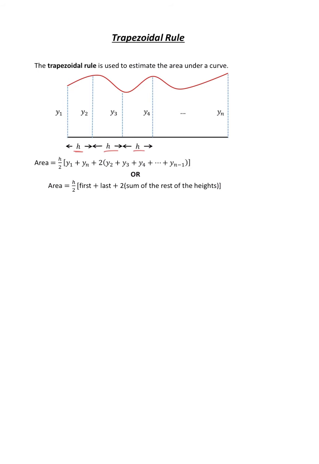And then the y1, that's just the first term, then the yn is the last term, and then you do 2 multiplied by the sum of the rest of the heights. And these are the heights, you can see there. So all those lines are your heights in this question. Okay, so let's have a look now at an example.